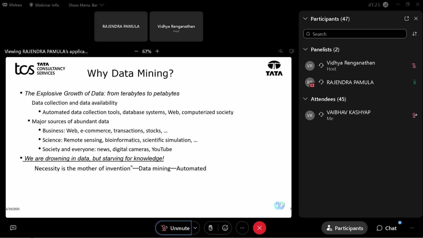And data is also growing hugely. See here, why do we need to use data mining? Because there is an explosive growth of data. Data is collected every minute, every second, using automated data collection tools. We have different database systems. We have web pages.